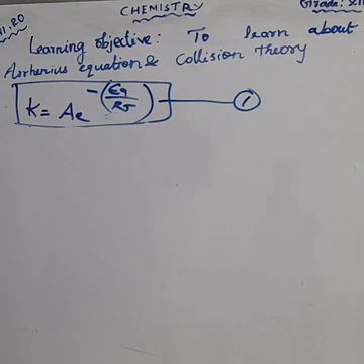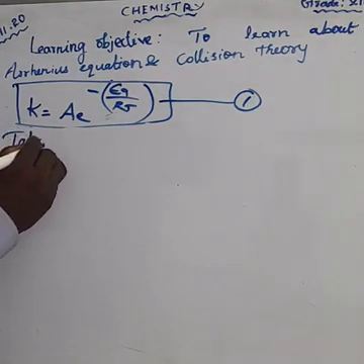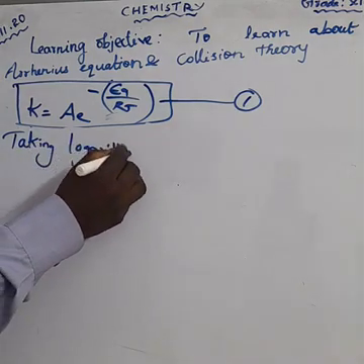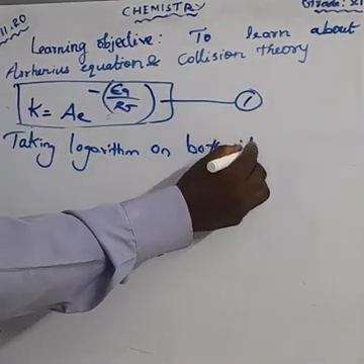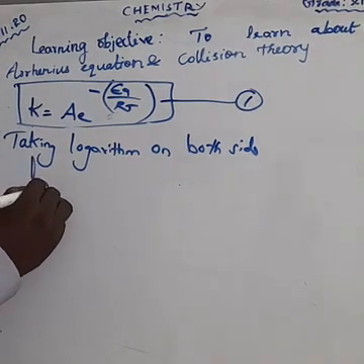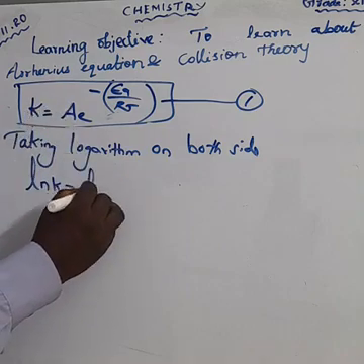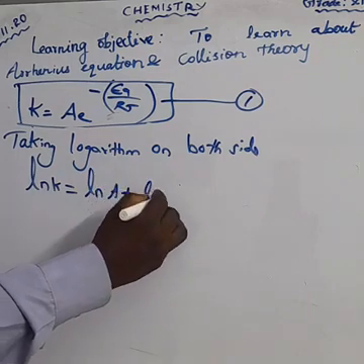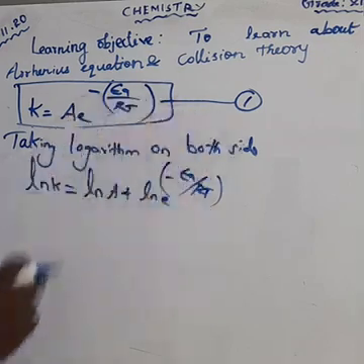That is taking logarithm on both sides. On both sides we are taking logarithm. ln K is equal to ln A plus ln e power EA by RT. You have to take logarithm.